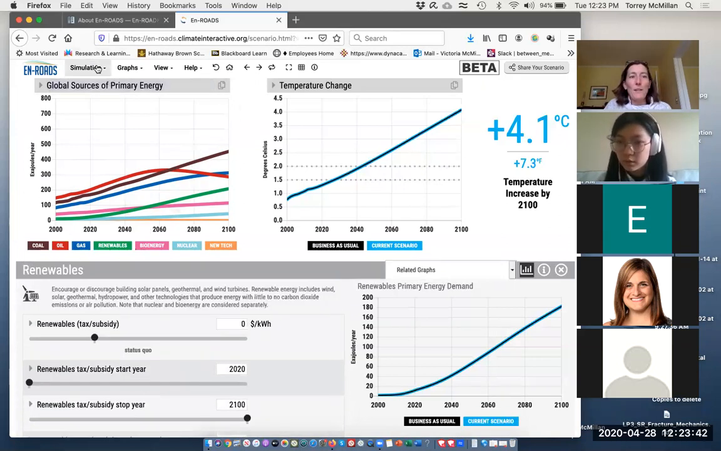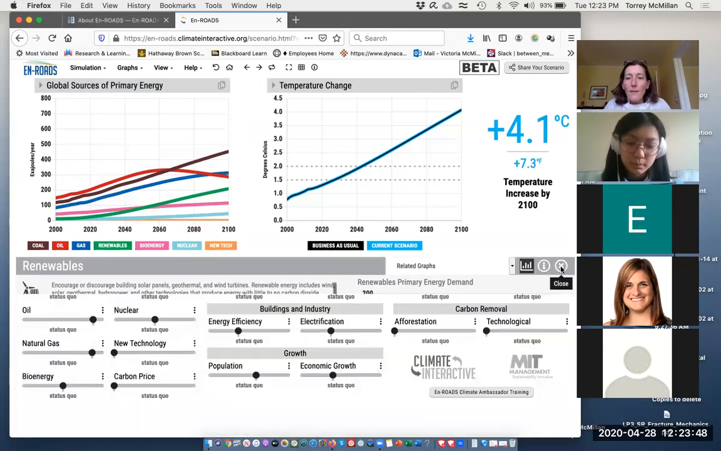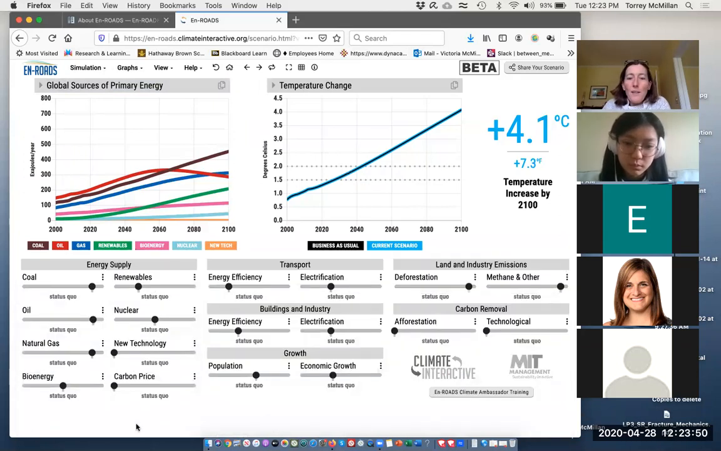So this is where it becomes interactive. Let me go back to the default graphs and get out of that. So does anybody have something that they've heard about or wondered about in terms of, what would the impact be if we did X, Y, or Z? Can we look at carbon tax?